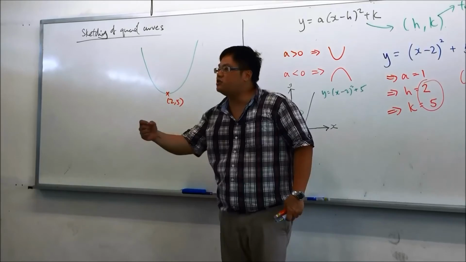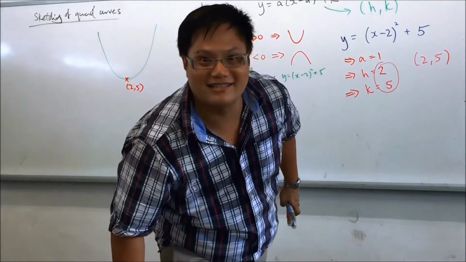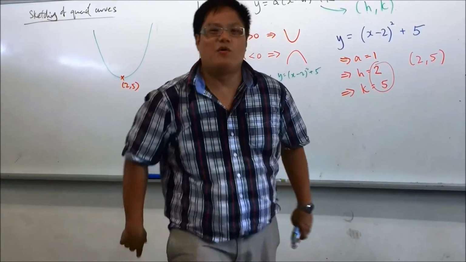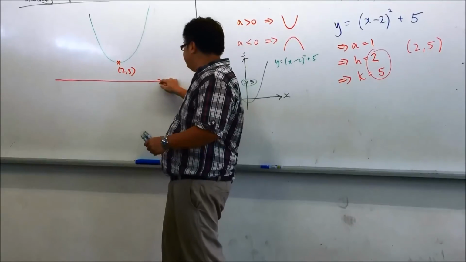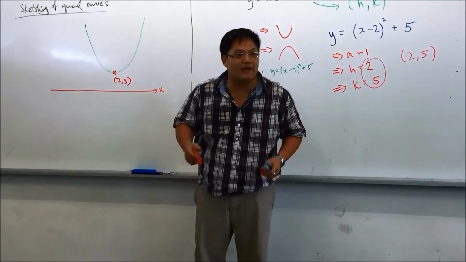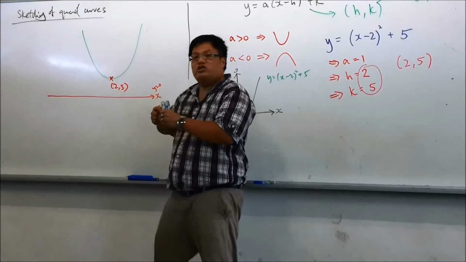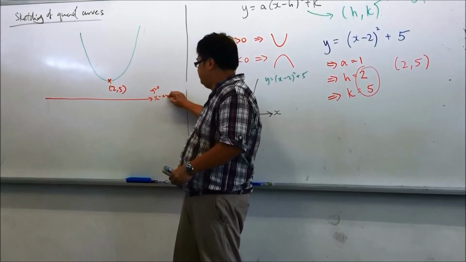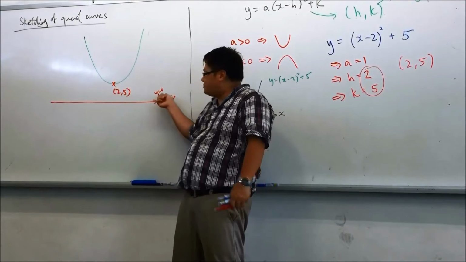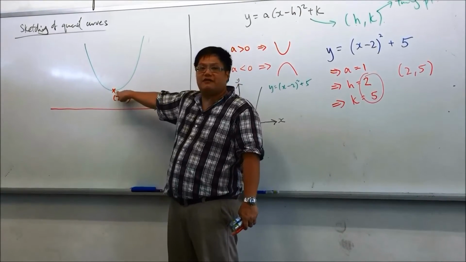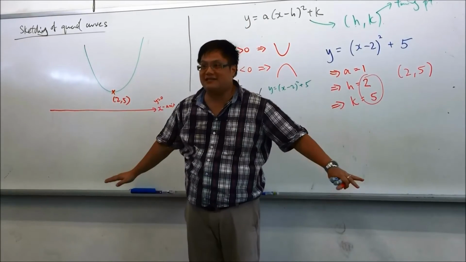What is the equation of the x-axis? Tell me, what is the equation of the x-axis? That's correct. y equals 0, right? So y equals 0 is this line. This must be the x-axis. Am I correct? The equation of the x-axis is y equals 0. The minimum value of the graph is 5. That explains why this graph is always entirely above the x-axis.